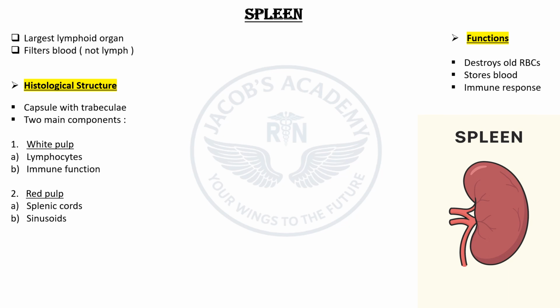Next, we can see the functions of the spleen. The spleen destroys old red blood cells, stores blood, and helps in immune response. See the image of the spleen here.